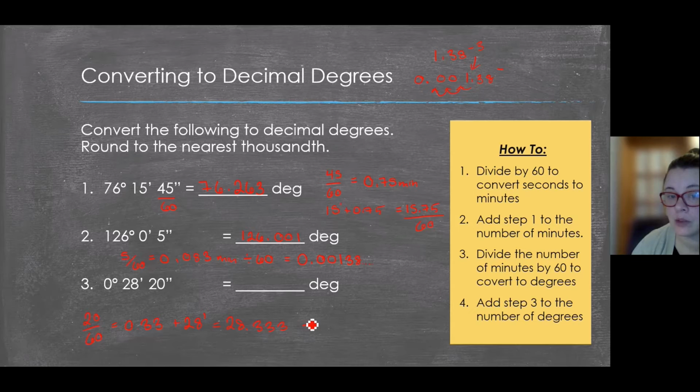28.333, and then we divide by 60 to get to our degrees. I was going to say hours, but it's degrees we're going to. Divide by 60, and we get 0.472 degrees. So it's not complicated, it's actually quite simple, but you just have to remember to follow your little steps. You'll have several practice questions with these on your SAM quiz.